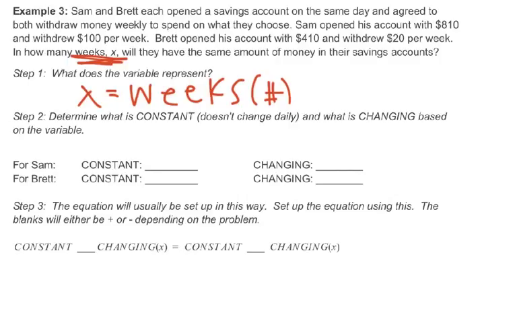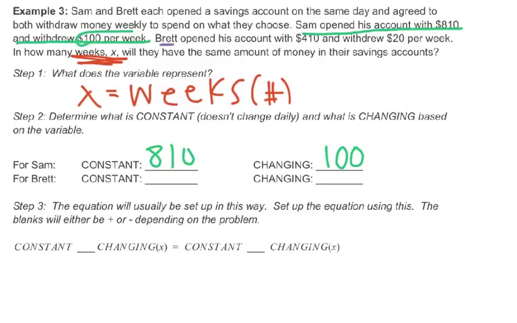Okay, determine what is constant, which is what we did on example 1, and what is changing based on the variable. All right, so let's start with Sam. So I'm going to underline where it talks about Sam. Sam opened his account with $810 and withdrew $100 per week. Which one of those is constant, and which one is changing based on weeks? So, well, what stays constant? He put in $810, and that doesn't change. Okay? What is changing is the amount taken out each week. So he's withdrawing $100 per week.